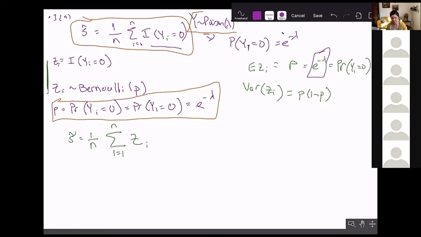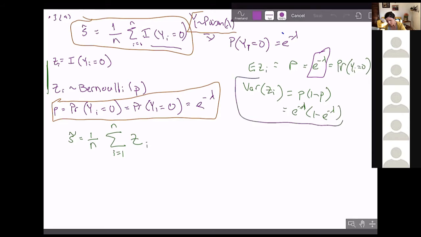And what about the variance? E to the negative lambda times 1 minus e to the negative lambda? Yes, exactly. Okay, does anybody have questions about this so far? No, this is extremely helpful going through this. Now this makes sense. And so now we have all of the pieces we need to answer this part of the problem.